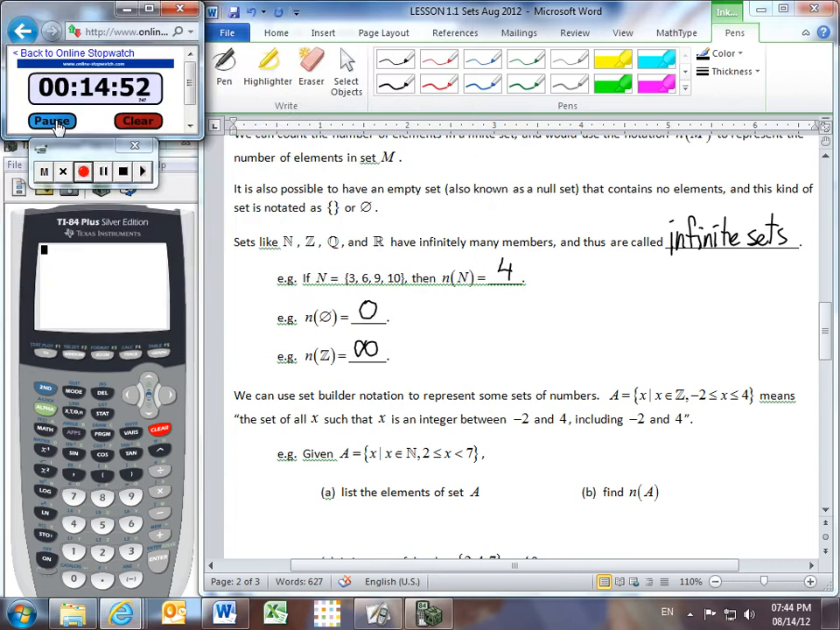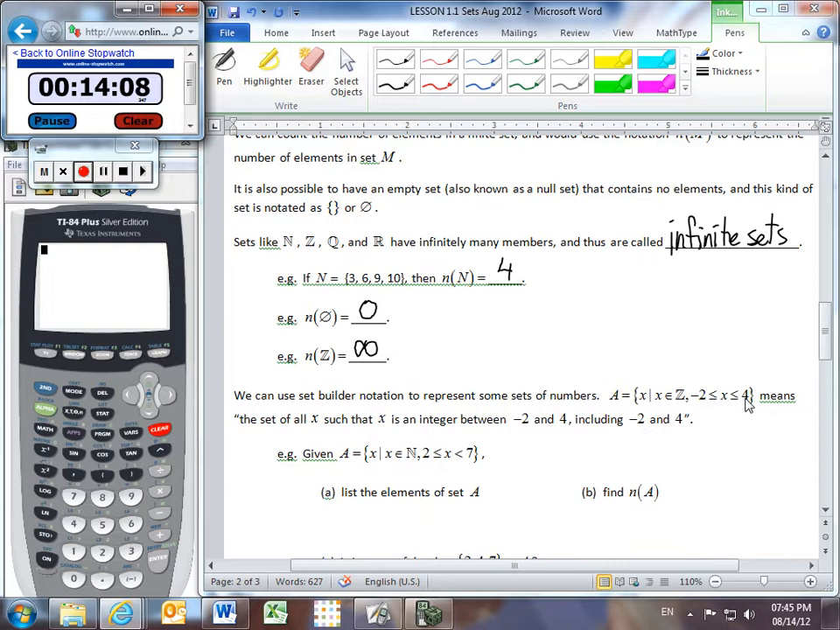Okay, we've got this thing called set builder notation to help us represent some sets of numbers. For example, if we look at this notation here, this is saying that set A is all of the numbers x such that, meaning there are going to be some restrictions that follow, not every number x, all numbers x where x is an element of the set of integers, and furthermore, x is in between -2 included and 4 inclusive. So including -2 and 4. So all of the integers from -2 included up to 4 included.